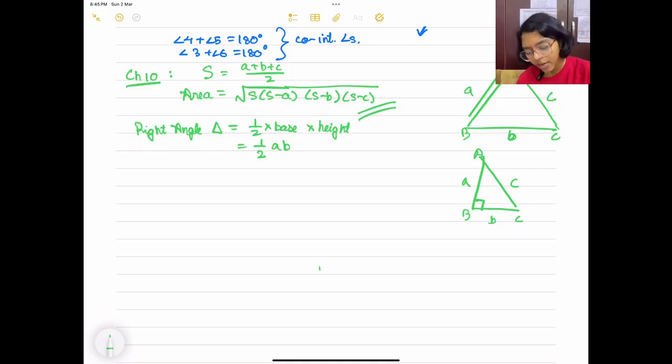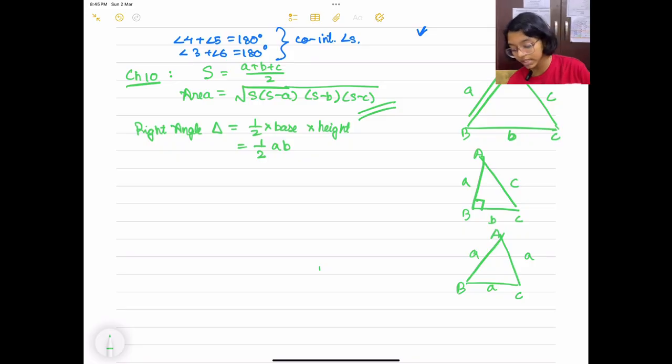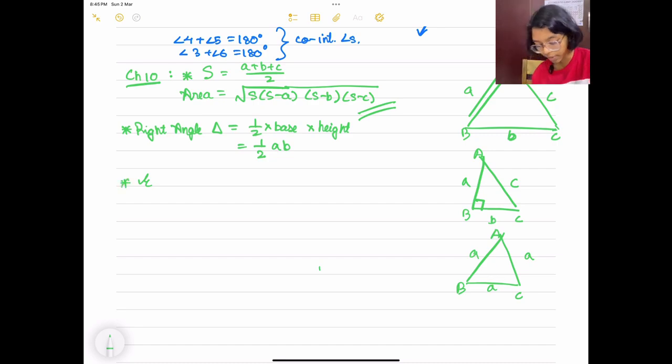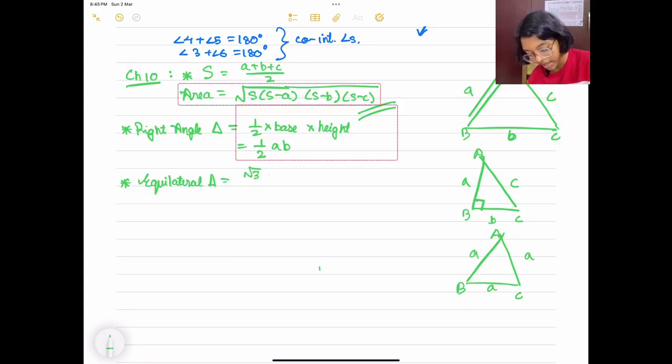Now, what's the area of an equilateral triangle where all the sides are same? A, B, C, let's say, and all the sides are A, A, A. How do we find this? Equilateral. Wait, let me put some signs so that it will be easier for you to differentiate. That's the new topic. Equilateral triangle, it is root 3a square by 4. This is the area of an equilateral triangle.